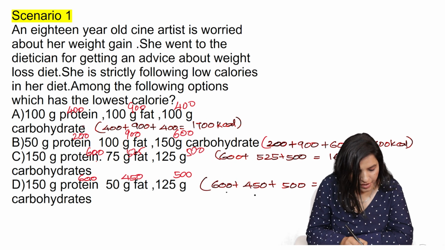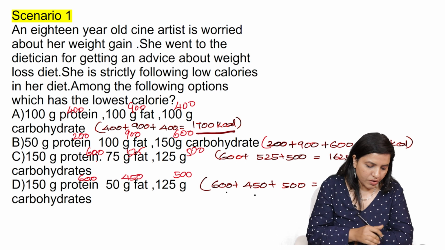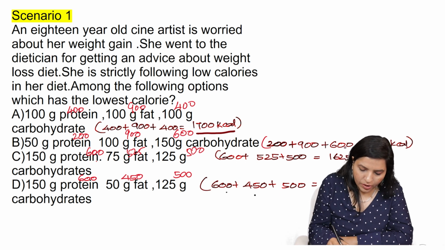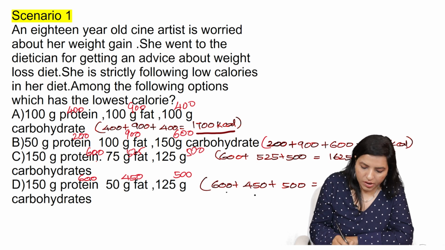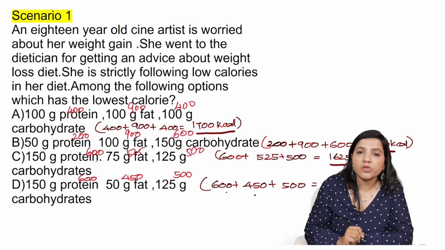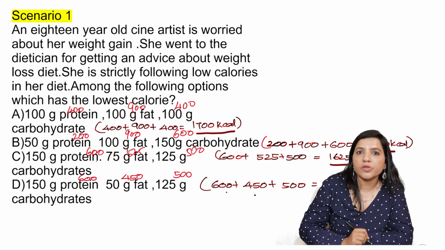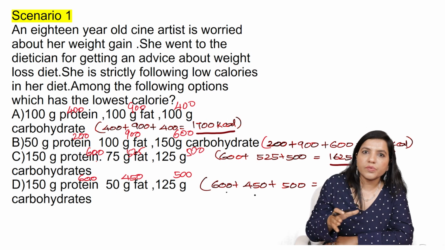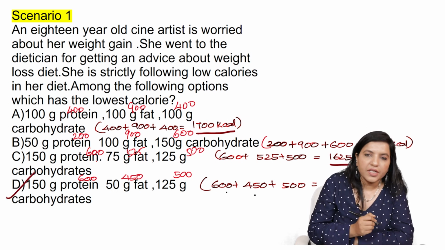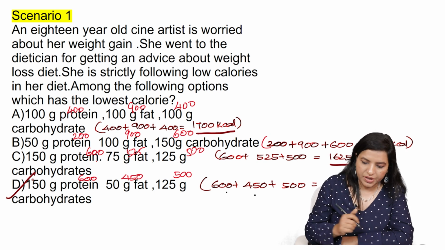For the first option we will get 1700 kilocalories. From the second option we will get again 1700 kilocalories. From the third option, if you calculate, it comes to about 1625 kilocalories, and the fourth option comes to about 1550. The question was the lowest calorie. So, which is the option with the lowest calorie? It is D. So, this is how we have to calculate the calorie that is generated.